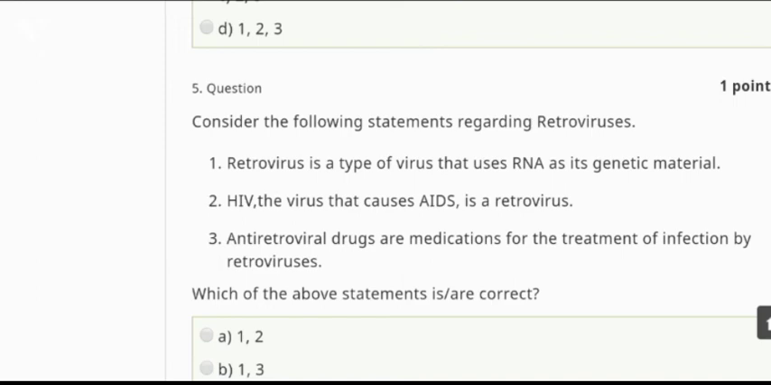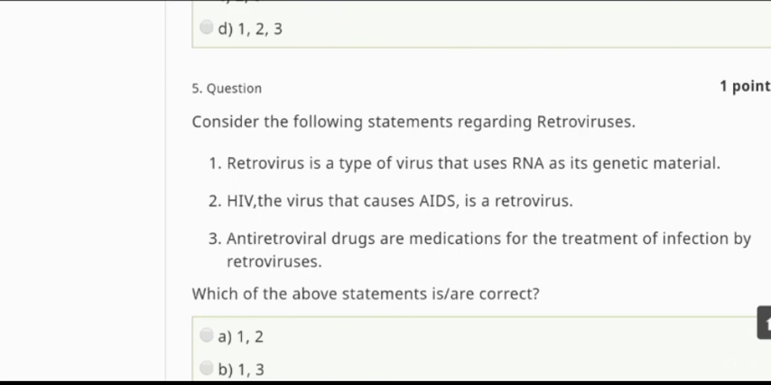Then it converts this RNA into DNA by using an enzyme which is called reverse transcriptase. You should learn this. RNA is converted into DNA using an enzyme called reverse transcriptase, and then this DNA makes other DNAs its host and then copies itself more, or you can call it replicate. So first option is correct, second option is correct, and third one is antiretroviral drugs are medications for the treatment of infection by the retrovirus. So this is true, antiretroviral drugs are used.